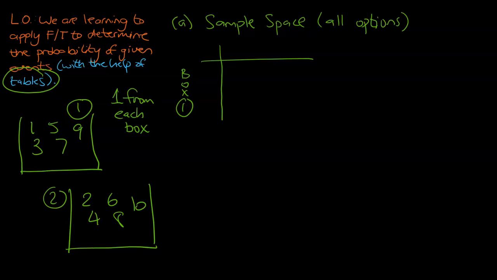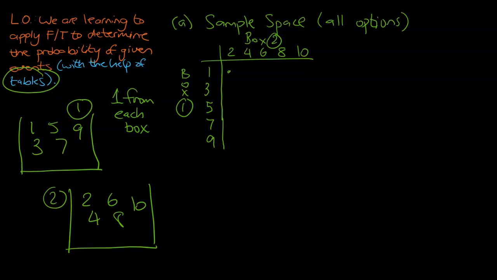For box number 1, we're going to use the side of this table to put down all the options that could come up. We could get a 1, a 3, a 5, a 7, and a 9. And then box number 2 is the same. Up the top here, for box number 2, we could get any of those even numbers: 2, 4, 6, 8, and 10. And from here, we're going to populate our table with all of the combinations that could happen.